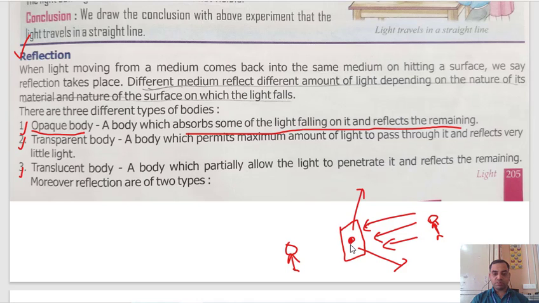If it is a transparent body, they can clearly see each other, as after wearing glasses or specs we are able to see objects. Through a translucent body, we can partially see objects, where the object is not clearly visible to us, but partially we are able to see it.